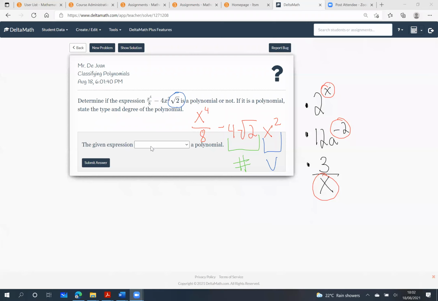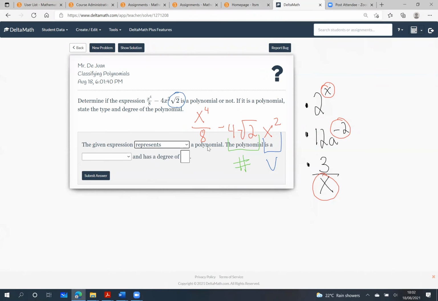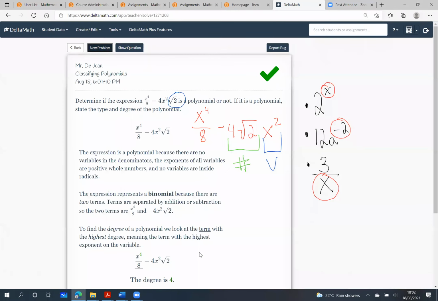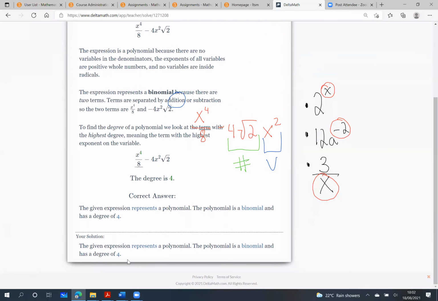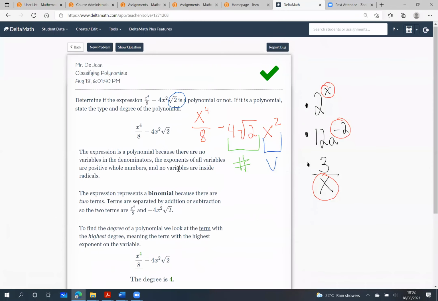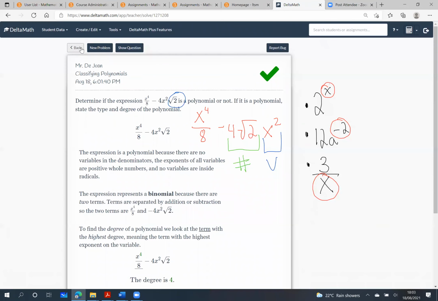So here we're going to say the same. It represents a polynomial, and I count two terms again, so binomial. And what number is bigger, 4 or 2? Well, degree of 4. Submit the answer, and there we have it. Watch out. If you have a square root that is only the number, it is still a polynomial.